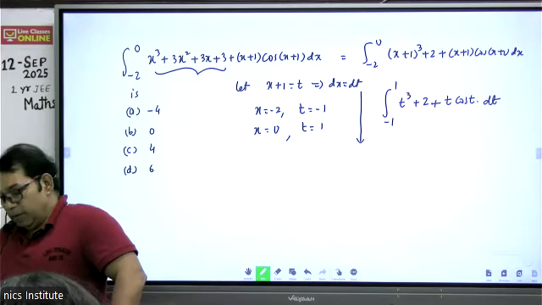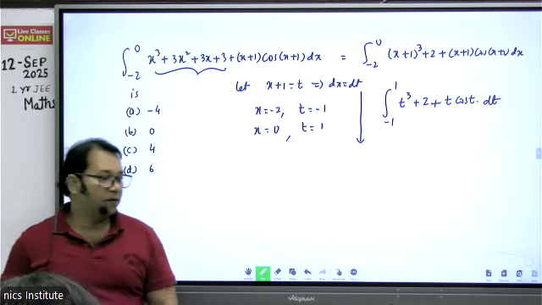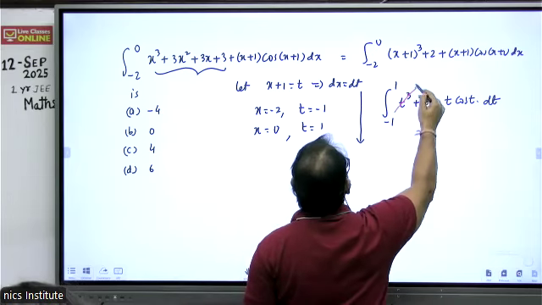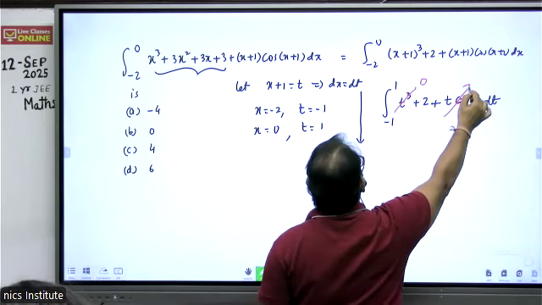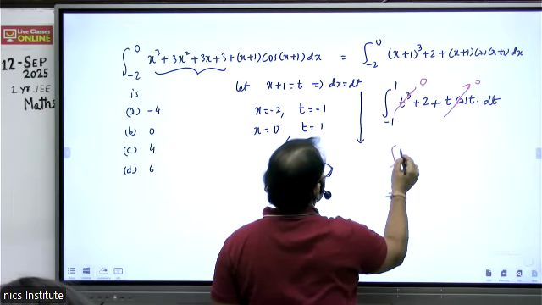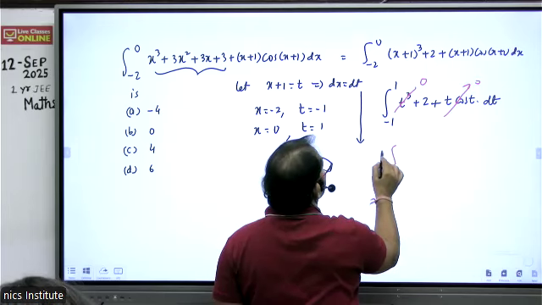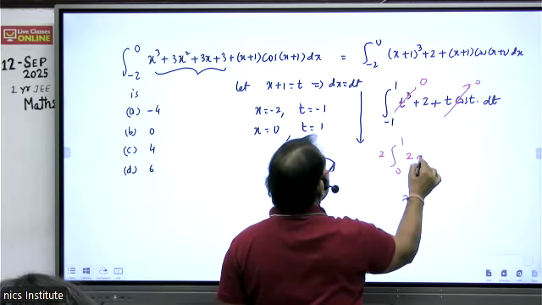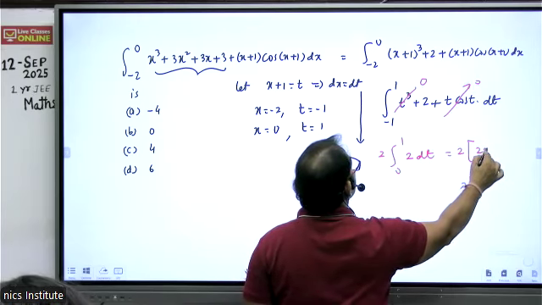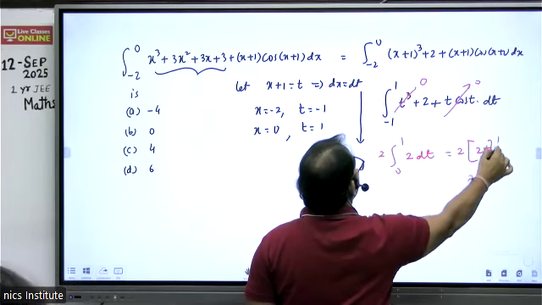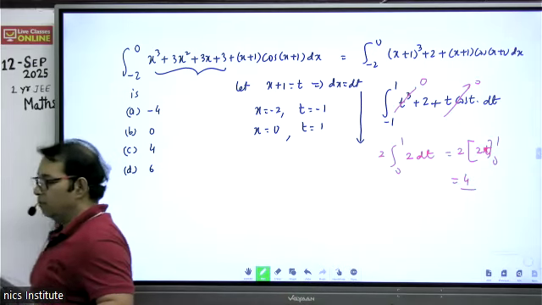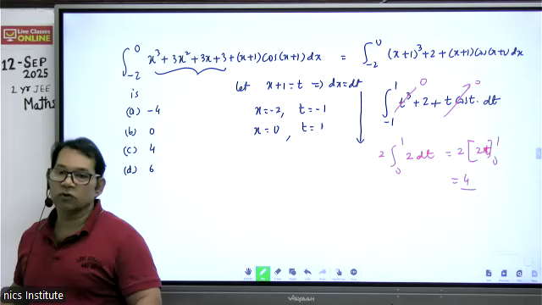And then minus 1 to 1, you can apply odd even. Which function is odd? Tell me here. This function is odd, 0. This function is also odd. Odd into even function is odd function. And the rest is even function. So it will become 2, 0 to 1, 2 dt. 2t, 0 to 1. Answer is 4. So this substitution makes your question so simple.